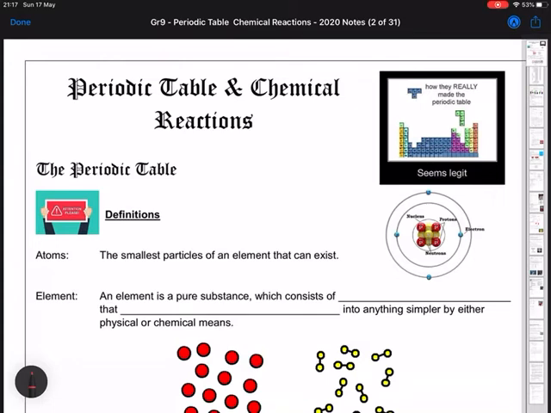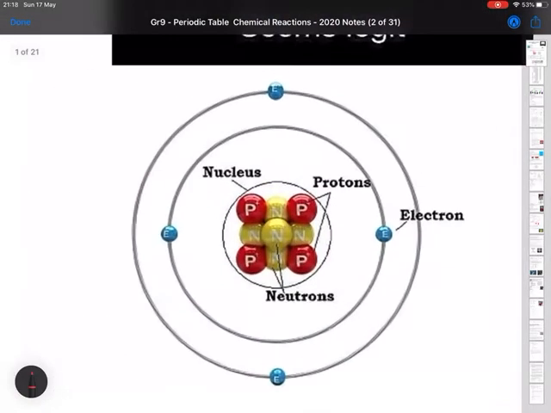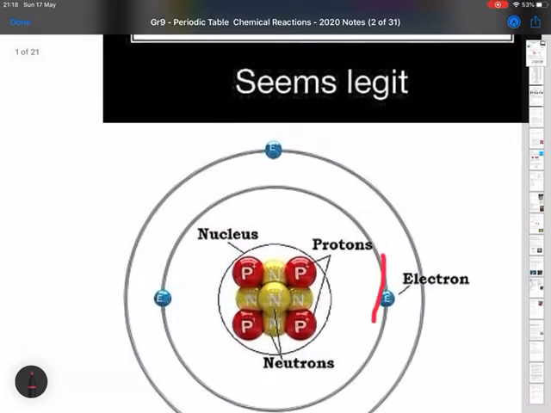So we're going to start with a periodic table. Before we do that though, some definitions. An atom is the smallest particle of an element that can exist. And a little bit of revision for you, there's the structure of an atom.